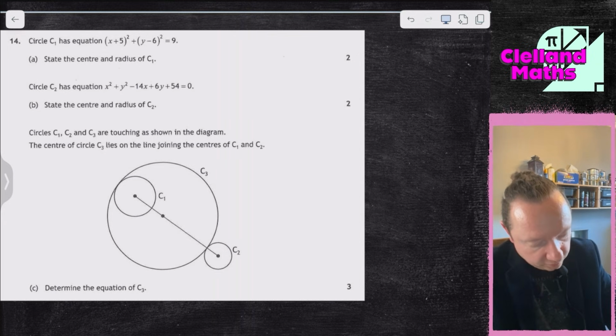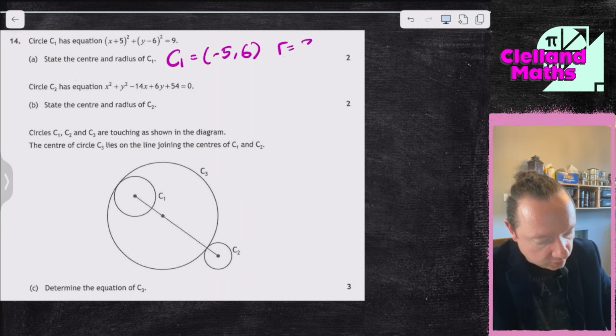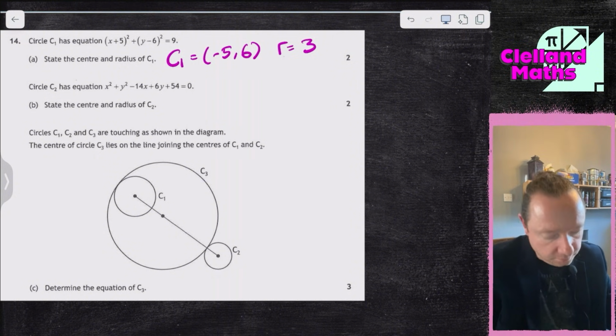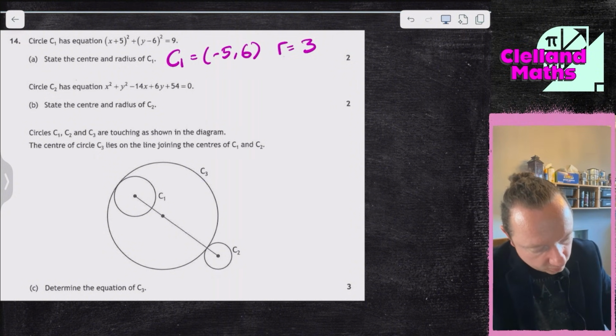Okay, so the centre is easy enough of C1. That's just x plus 5, so minus 5, y minus 6, so plus 6. And then the radius is the square root of 9, which is 3. So nothing major there.